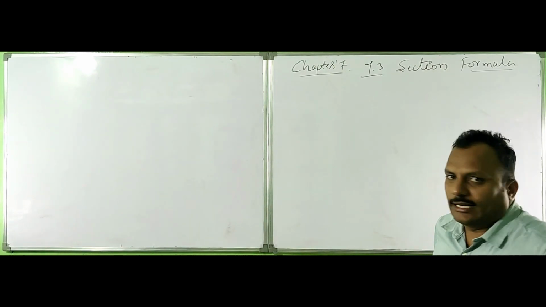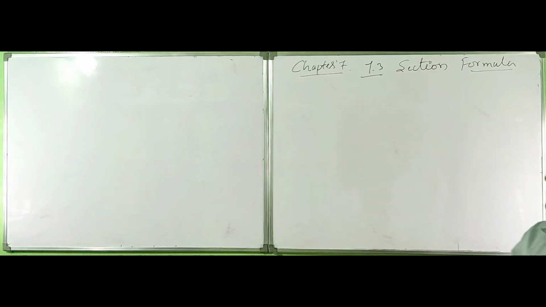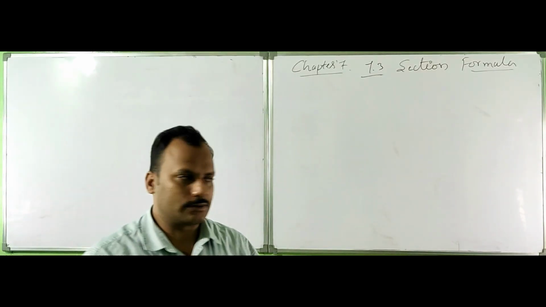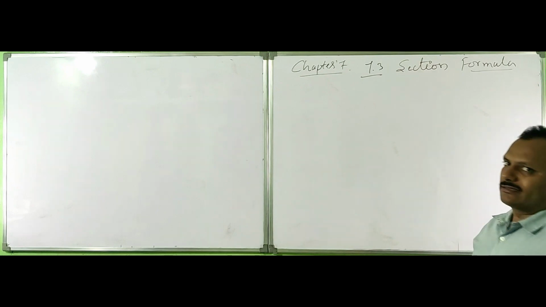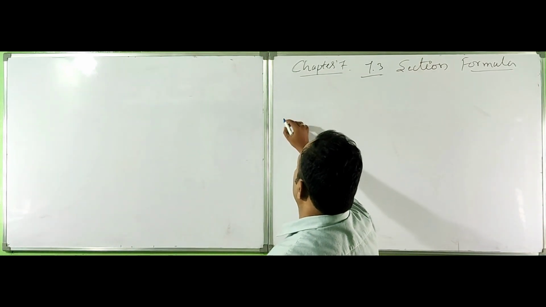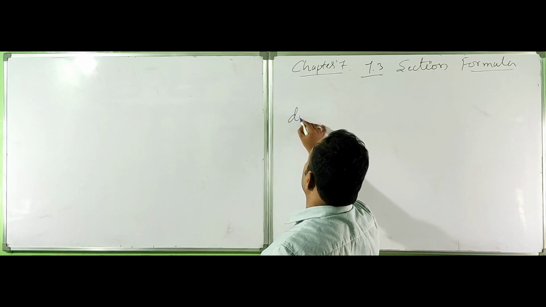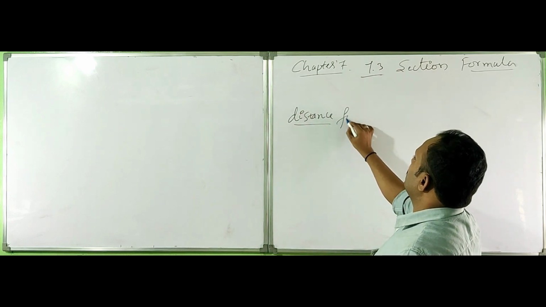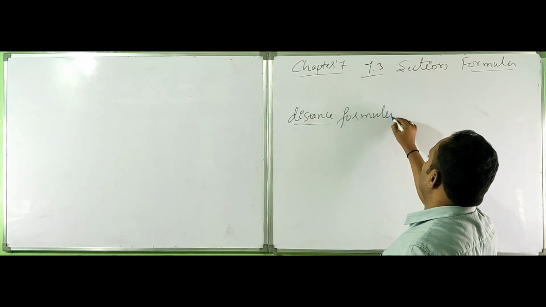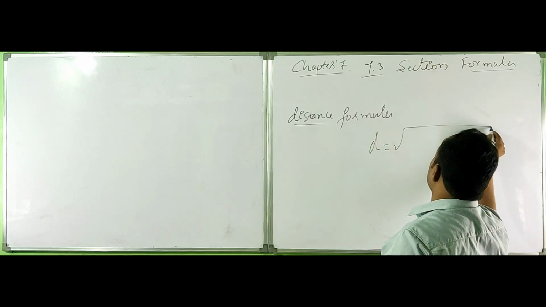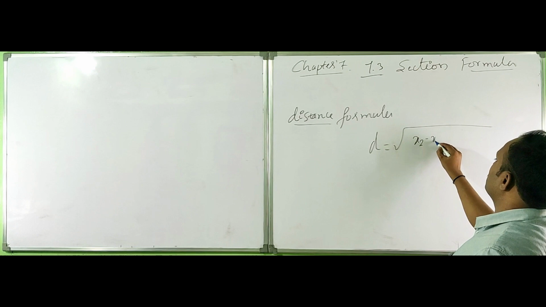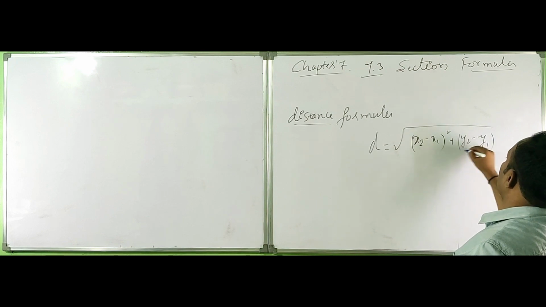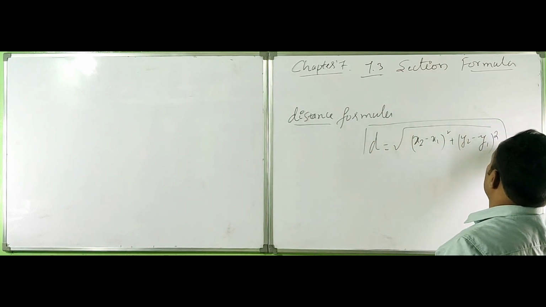And today is the next concept, section from chapter 7, that is coordinate geometry. Right? Coordinate geometry. In the previous class, we have solved some basic concepts, the distance formula. Distance formula: d is equal to under root of (x2 minus x1) whole square plus (y2 minus y1) whole square, right?